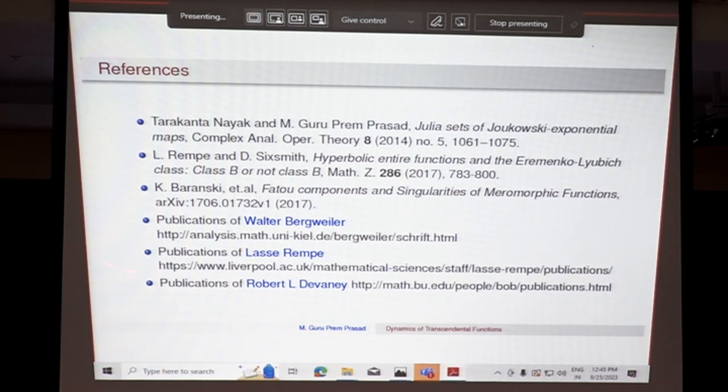Of course, the latest work is mainly by these mathematicians, especially Walter Bergweiler, Lasse Rempe, and Devaney. So mainly they are now working on wandering domains and Baker domains. Then the wandering domains are further classified in many ways depending on the singularity nature. So the work on wandering domains for transcendental entire functions or transcendental meromorphic functions is mainly carried out by these people. So that's all.